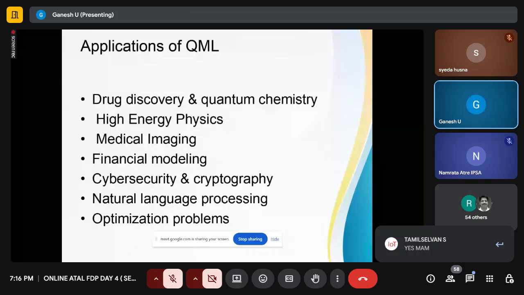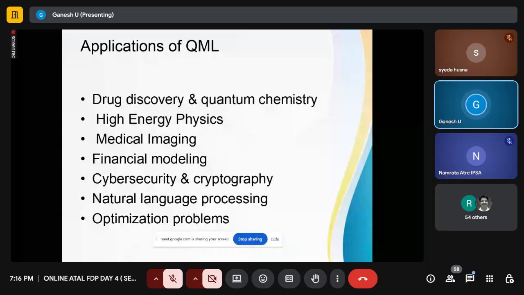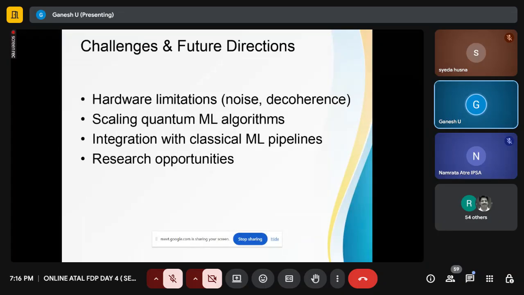The first QCNN architecture was proposed in 2019. This is the research highlight I'm discussing. In 2019, Kong, Choi, Lukin, the first QCNN architecture was proposed.